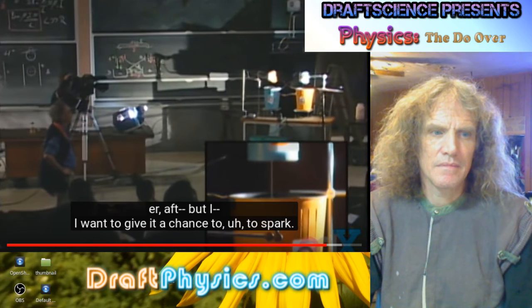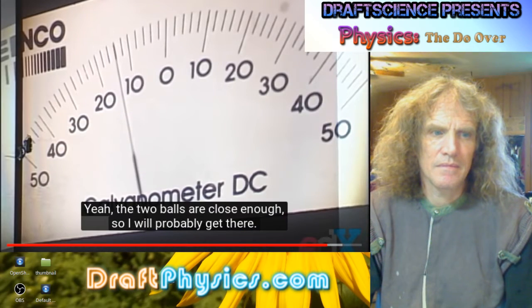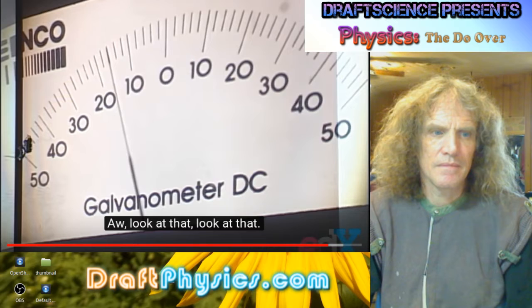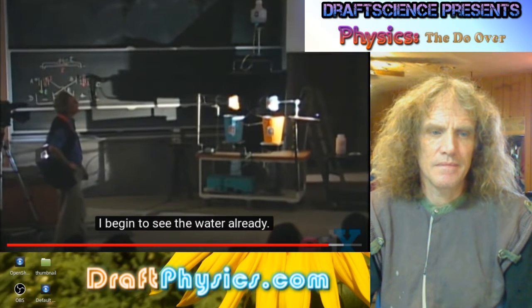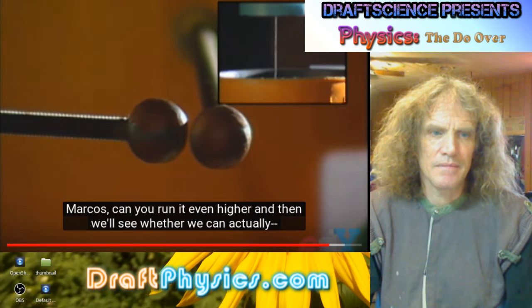We have to raise it a little further afterward. I want to give it a chance to spark. Yeah, the two balls are close enough, so it will probably get there. Boy, this is almost torture for me. Oh, look at that! I begin to see the water already. Look at the water. It's already spreading a little. Ah, there it is. Marcos, can you run it even higher?